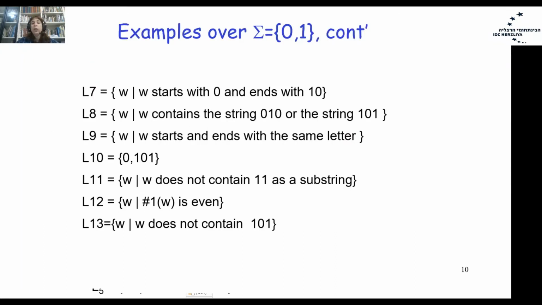Additional languages that we will be using during our practical exercises are languages L7 till L13. Once again, we will have to write maybe a better formal description of the language, and we will have to write a regular expression for those languages.